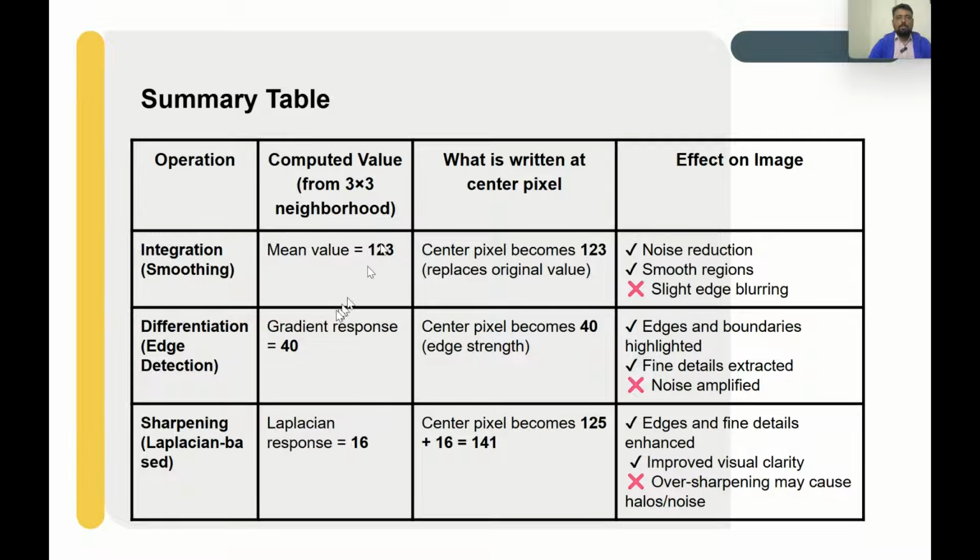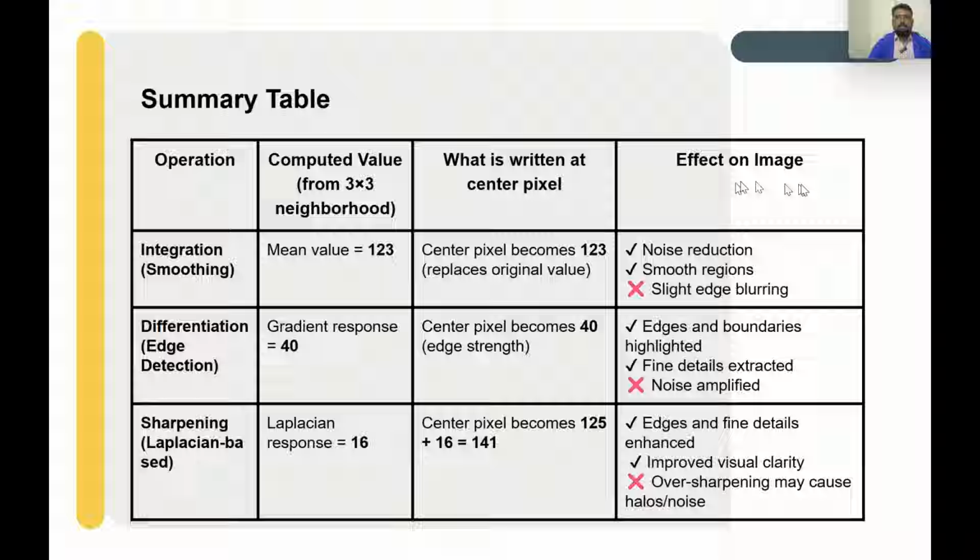So mean value is 123, gradient response is 40, and Laplacian response is 16. Those are the results we got. Okay, so central pixel becomes 123. Instead of 125 it became 123, and central pixel became 40. So edges became stronger, and central pixel became 125 plus 16, 141. So instead of 125, now it is 141. So we applied all three operations on the same image and saw what results each gave.